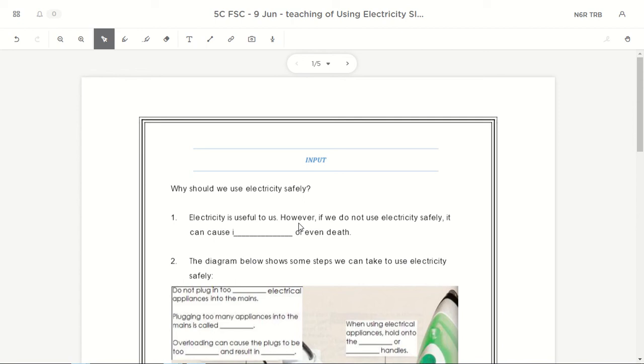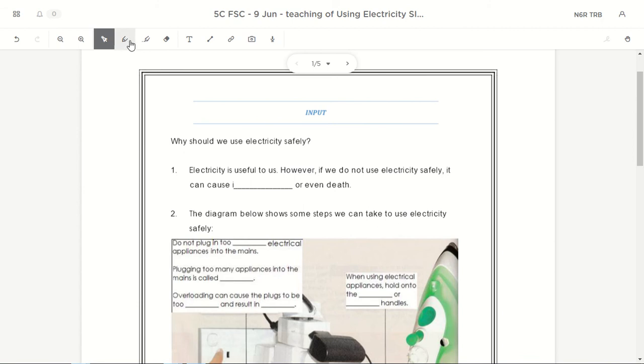So take out your SIN. This is the using electricity SIN. Look at page 8 to page 12. Let's get the blanks completed. All right, so first part, we're going to talk about using electricity safely.